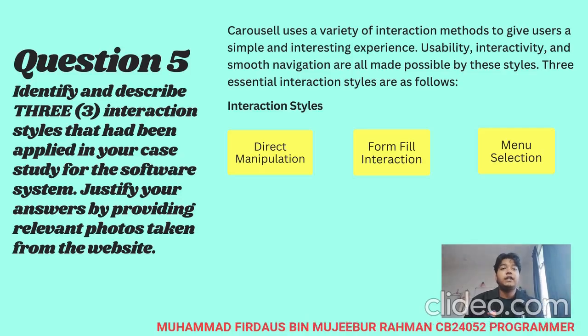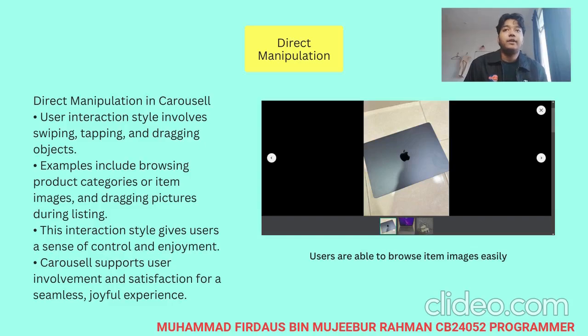Now let's talk about interaction styles. Carousel employs three key interaction styles to create a seamless and engaging user experience. The first style is direct manipulation. This style allows users to interact directly with elements by swiping, tapping, or dragging. For example, users can swipe through product images or drag images to reorder them during the listing process.